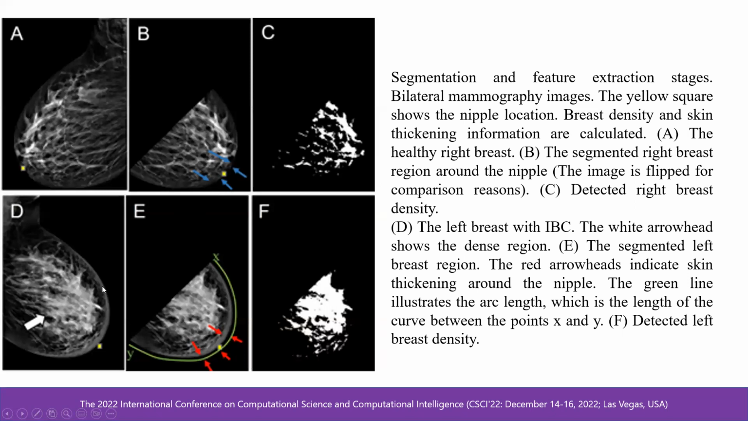And the skin thickening, here we have right and left breast in this figure here. We can see figure D has skin thickening and increased breast density. So we can see the skin thickening at the border of the breast right here, and this area here is showing skin thickening.